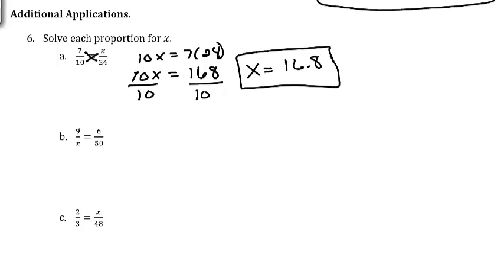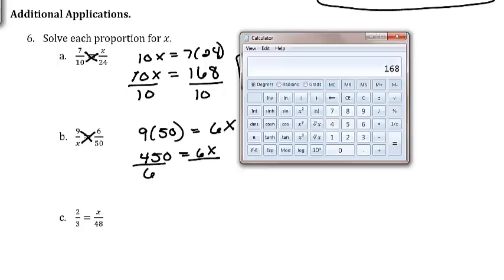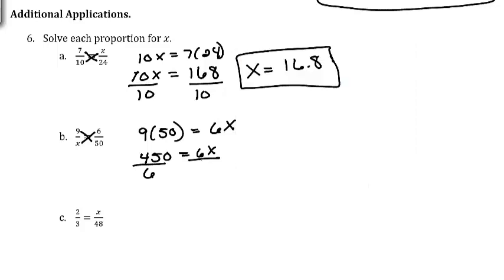In our next one, we have 9 over x equals 6 over 50. So again, we're going to cross multiply. 9 times 50 is equal to 6x, and 9 times 50 is 450. And then we're going to divide both sides by 6. So I'm just going to check my multiplication since I did it in my head there, and it is in fact 450, and then divide by 6 gives us 75.